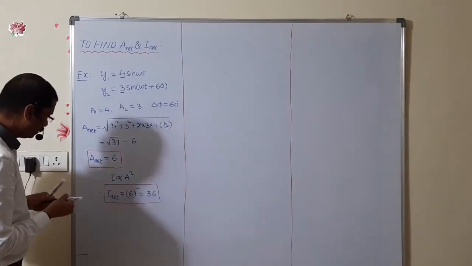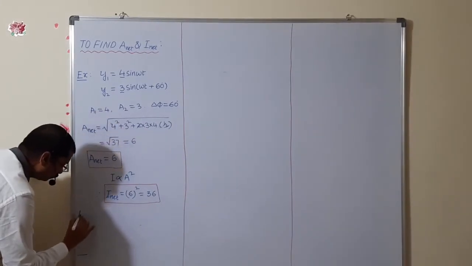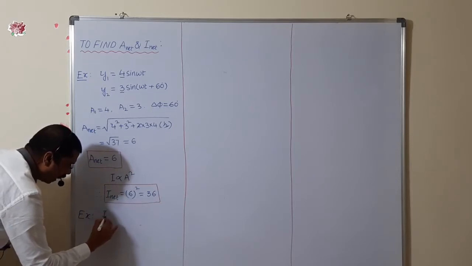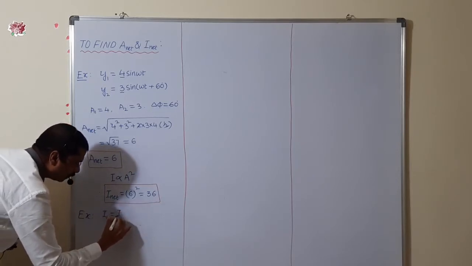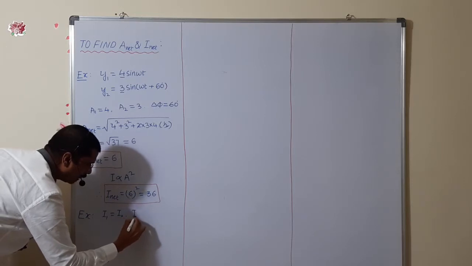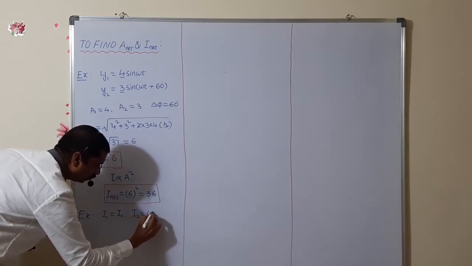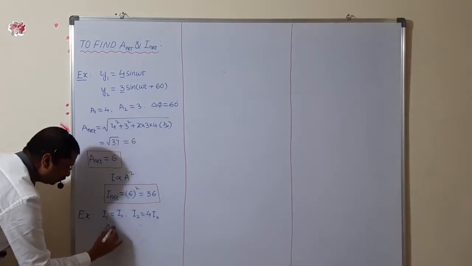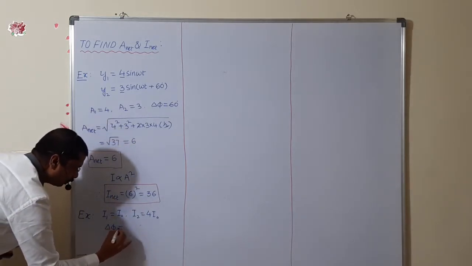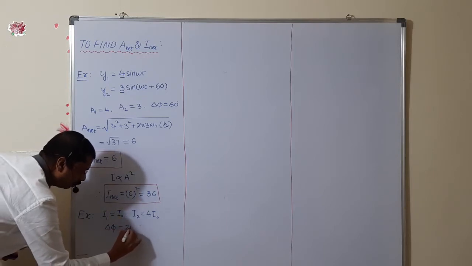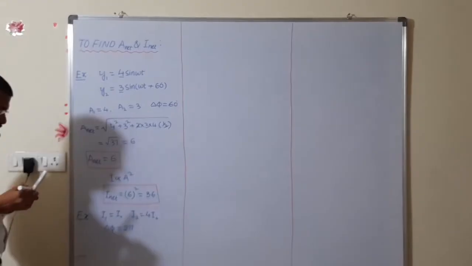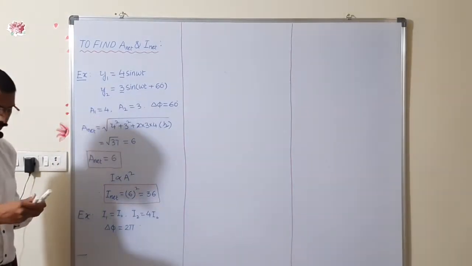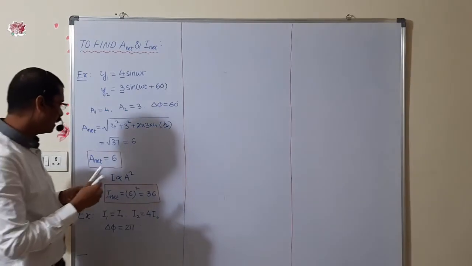The second question they will ask: I1 is equal to I naught and I2 is equal to 4 I naught. Now the phase difference delta phi is equal to 2 pi. Now we need to find the I net value. How do we find the I net value?